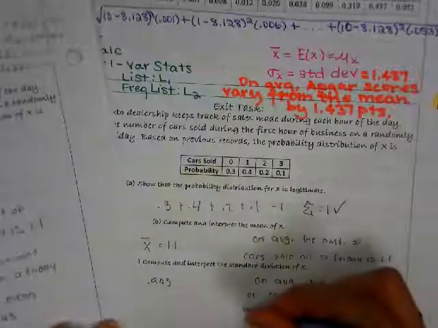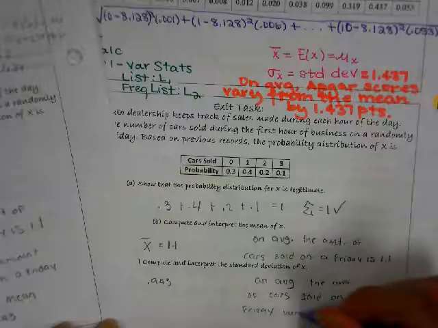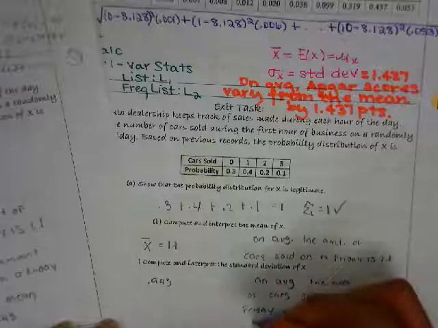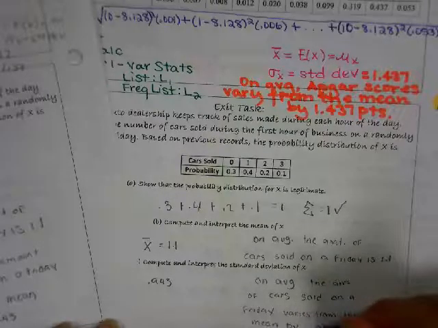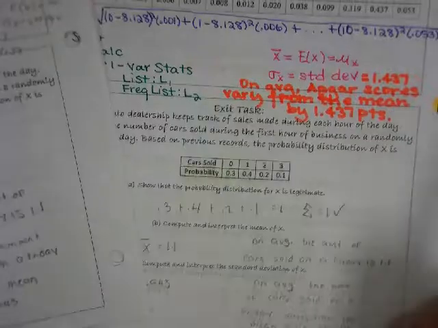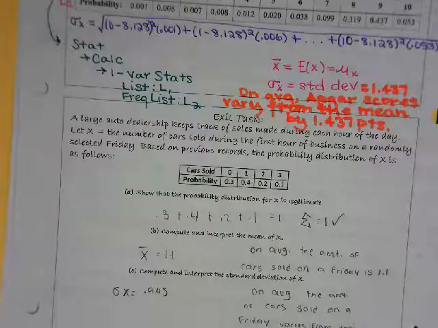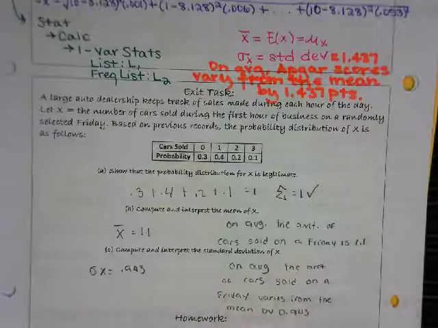Thanks, sir. Alright, so all your probabilities are between 0 and 1. When you add them together, you get 1. Average is 1.1, or the expected value of x is 1.1. Standard deviation is 0.943. Your interpretations might be slightly different, but they should be similar. Any questions?